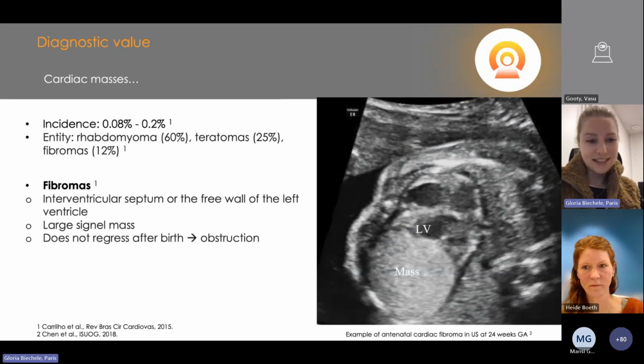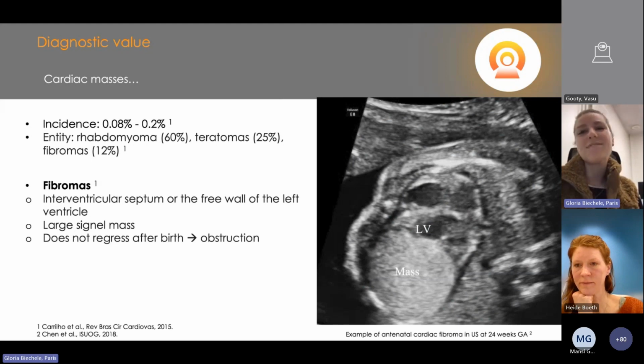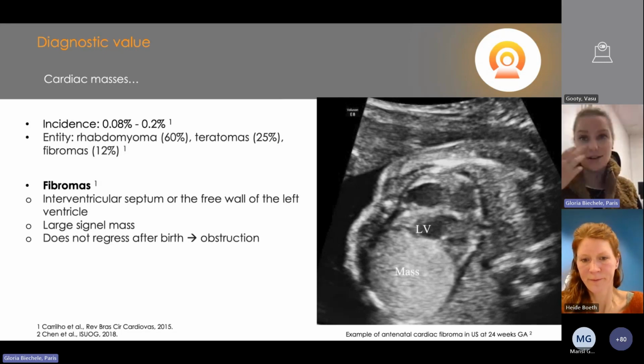And last but not least, fibromas are very present during fetal life, but are generally located in the interventricular septum or at the free wall of the left ventricle, which is exactly the position of our mass. They present as large single masses, which is also the case in our case. And differently from rhabdomyomas, they do not regress after birth. For this reason, they may cause obstructions.